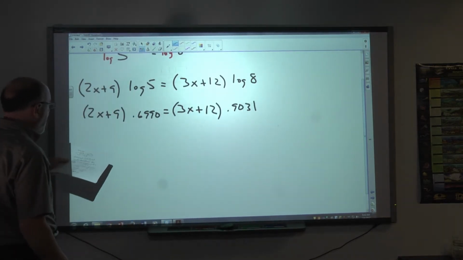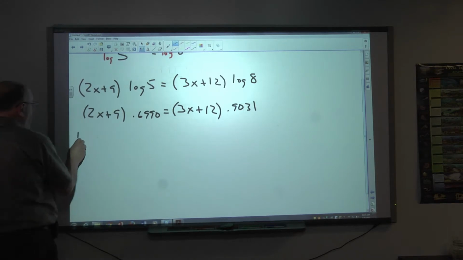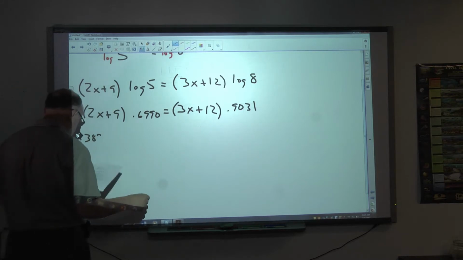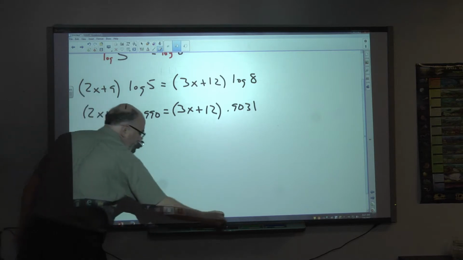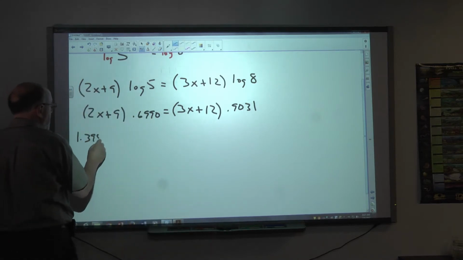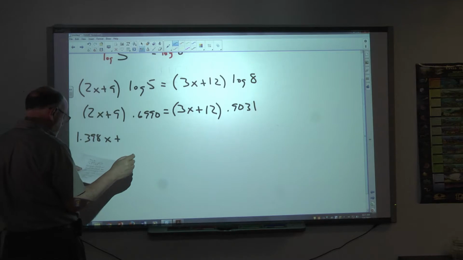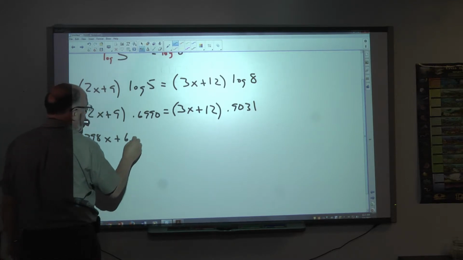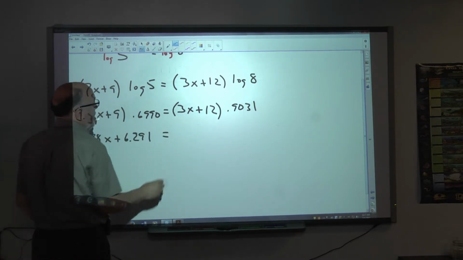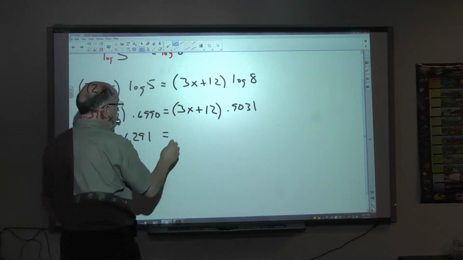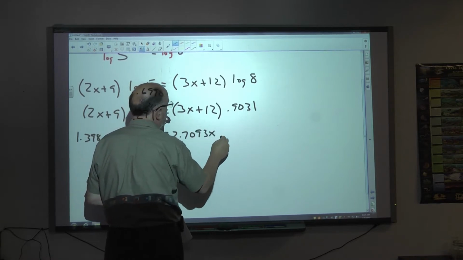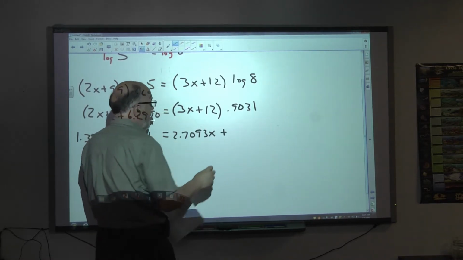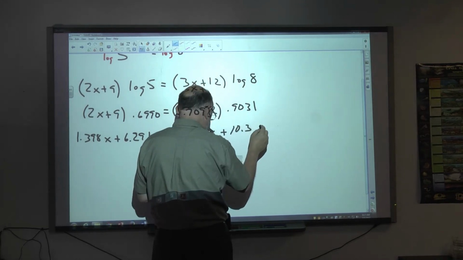So by multiplying by our 0.6990, we get 1.398, sorry, 1.398x plus 6.291 is going to equal 2.7093x plus 10.3837.